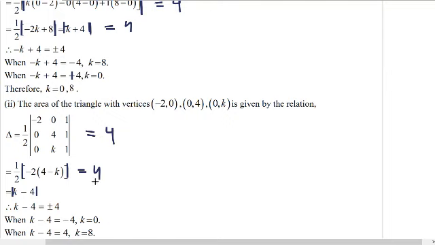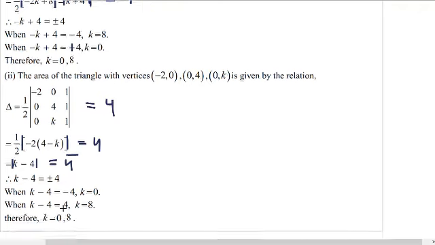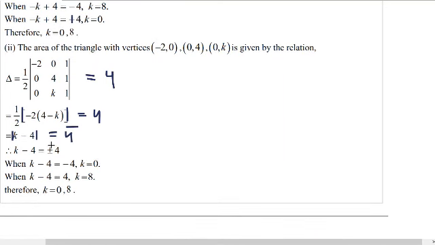Again same process you will repeat. What same process? We'll remove modulus from the left side, and by removing modulus from the left side you will get plus minus symbol on the right side like this. So once if we use positive 4, you will get k is equal to 8, and on using negative 4 you will get k is equal to 0. So again you have got two values of k.